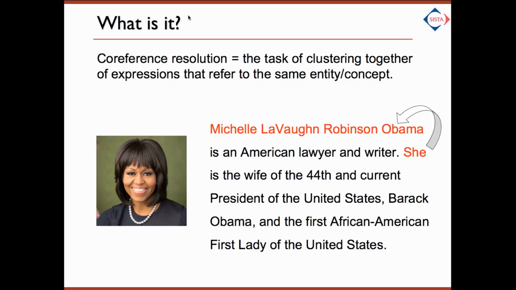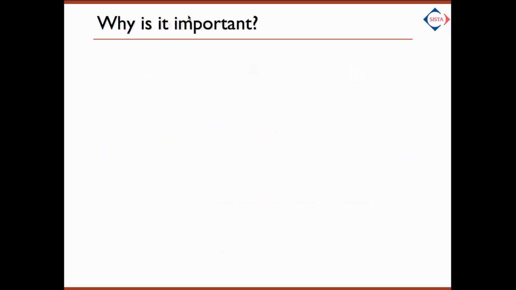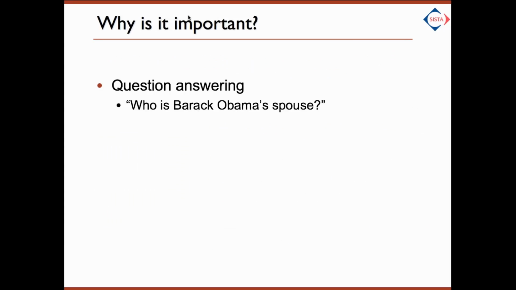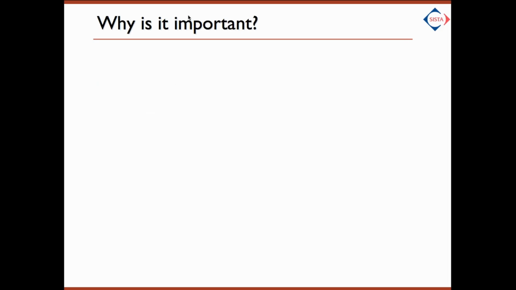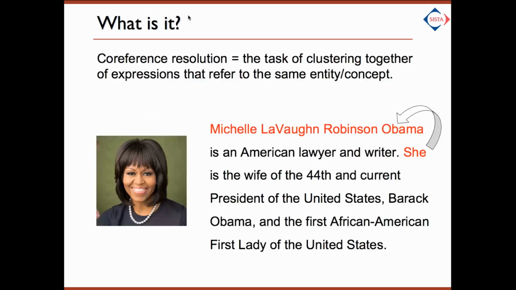Why should you care about it? Well, there are many end-user applications that actually use it. So question answering, like answering questions, who is Barack Obama's spouse, you cannot answer it unless you have coreference resolution, because typically the systems focus on one sentence, right? So maybe using this sentence, they find out that Obama is married to she, right? But if you don't know what's the actual entity behind the pronoun, you cannot answer the question.